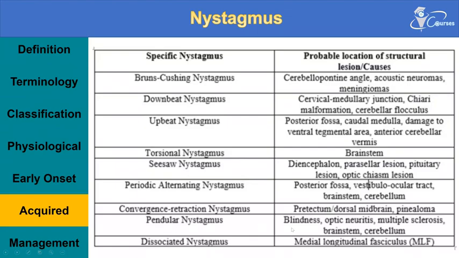Pendular nystagmus, which is seen with causes of blindness or sensory nystagmus, optic neuritis, multiple sclerosis, brainstem and cerebellum lesions, dissociated nystagmus in the medial longitudinal fasciculus, or ataxic nystagmus of the contralateral eye. So let's review the important syndromes here.